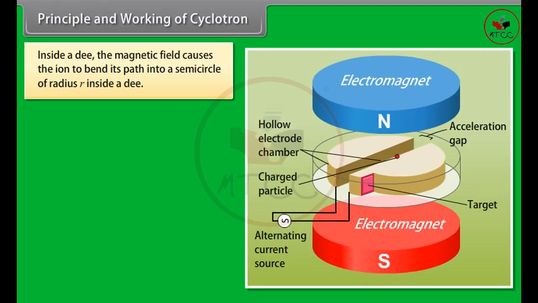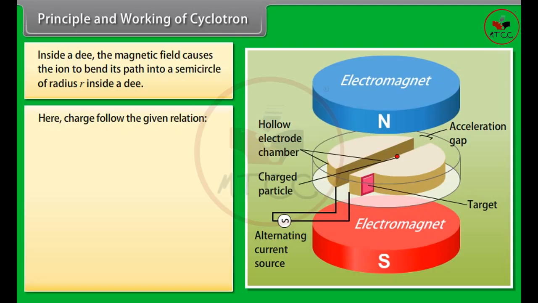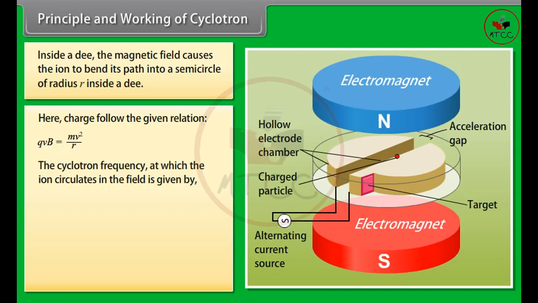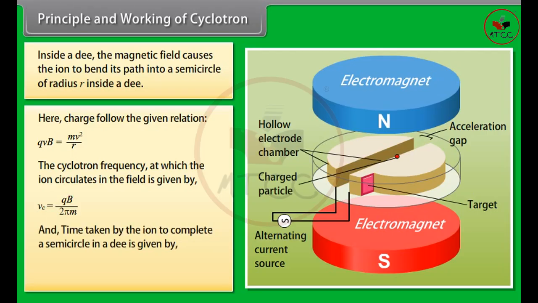Inside a D, the magnetic field causes the ion to bend its path into a semicircle of radius r. Here, the charge follows the given relation: qvB = mv²/r. The cyclotron frequency at which the ions circulate in the field is given by qB divided by 2πm. And the time taken by the ion to complete a semicircle in a D is given by πm divided by qB. At resonance condition, the ion arrives between the Ds exactly in time to be repeatedly accelerated and gains energy.